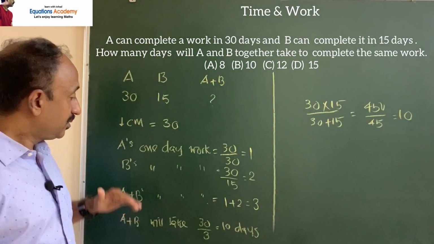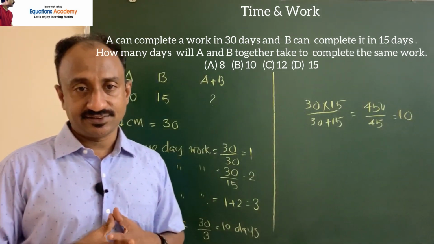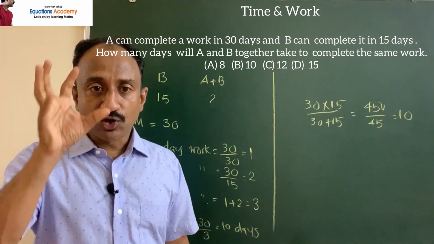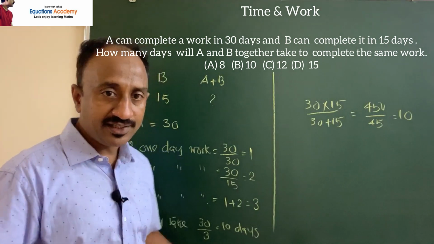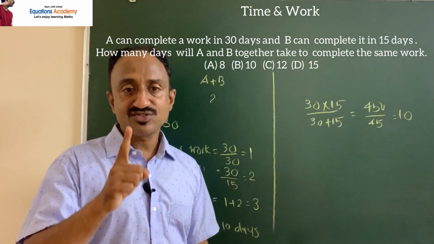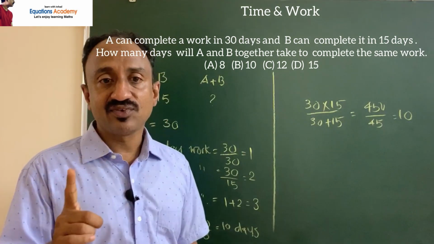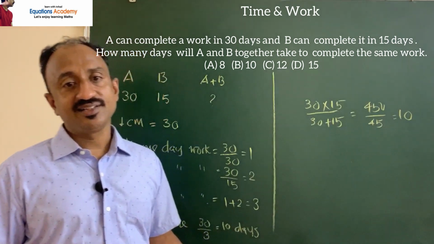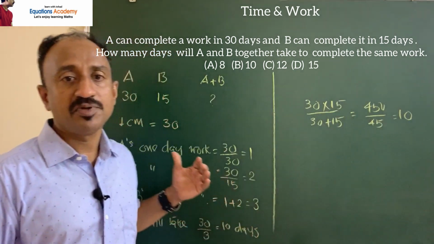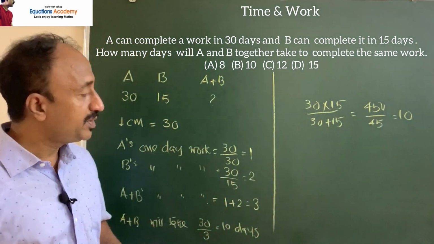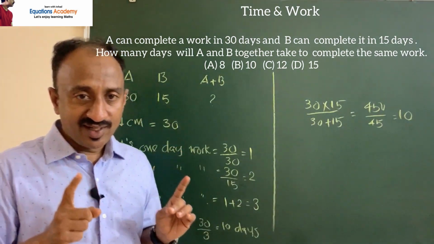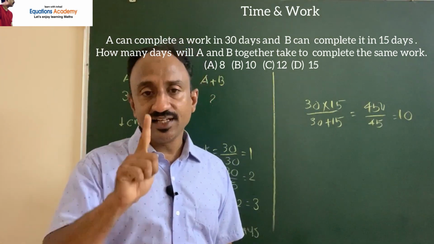Similarly, what about B? B will complete it in 15 days. So B's 1 day work will be the total units, that is 30, divided by the number of days. 30 divided by 15 is equal to 2. So A's 1 day work is 1 and B's 1 day work is 2. Then it is very easy to find A and B's 1 day work. If A and B work together, their 1 day work will be 1 plus 2, that is 3. So A and B will do 3 units of work in a day.